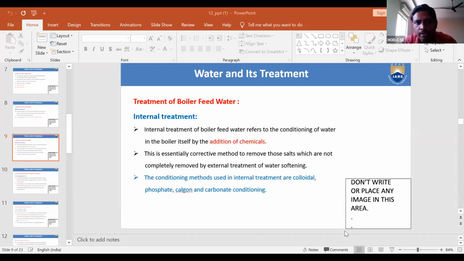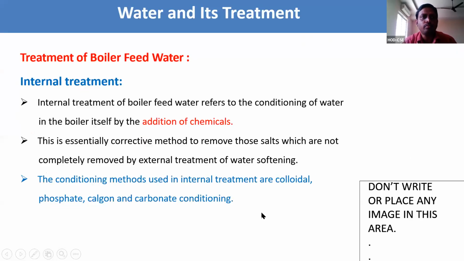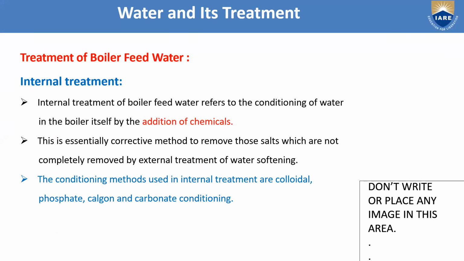Yeah, this is what we discussed in the last class: the treatment of boiler feed water, external and internal treatment. Here, the internal treatment is by conditioning methods. Using the internal treatment, we use conditioning methods like Calgon conditioning, colloidal conditioning, and phosphate conditioning.